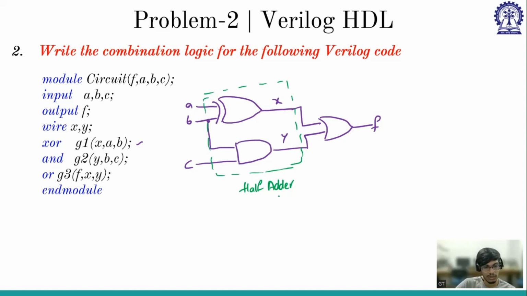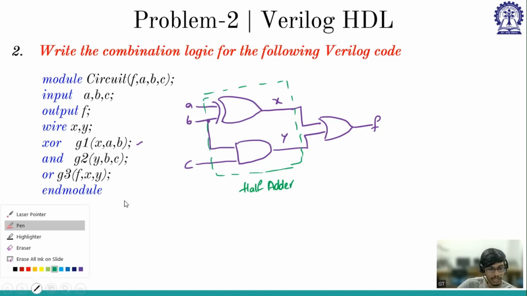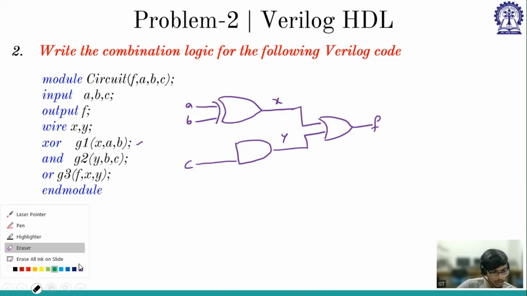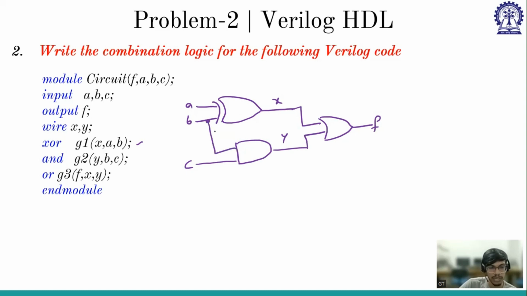Sir, in half adder we won't be having a third input, right? No, sorry, you are right. In half adder we don't have a third input. Then I think it is neither full adder nor half adder. There's some other logic. Sorry, you're right. If it is A XOR B and A AND B, then it is half adder. This is neither half adder nor full adder.